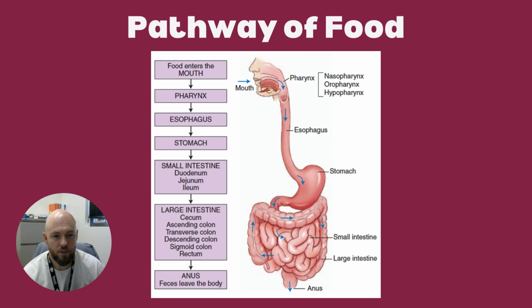Your stomach stores the food for a while. It kind of moves through peristalsis and starts the digestive breakdown. Then it passes into your small intestine, duodenum, jejunum, ileum, and then your large intestine, cecum, colon, rectum, where finally solid waste is removed through the anus.